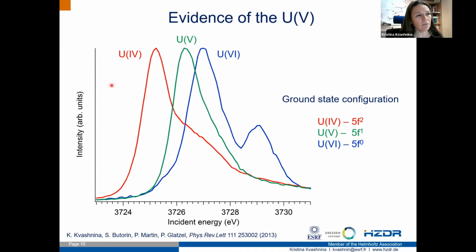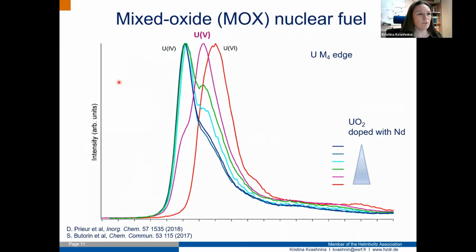Where these kinds of studies are useful is, of course, in systems where you expect a mix of oxidation states. One case I want to show here is uranium dioxide doped with neodymium. With different concentrations of neodymium, as you start to dope uranium dioxide, you go away from the perfect UO2 structure and away from the oxidation state. So you start to form uranium-5 and then uranium-6.